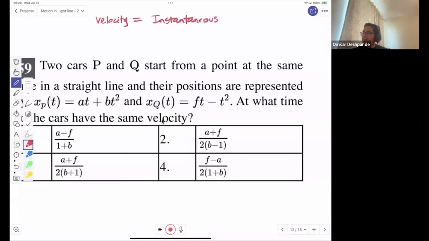Unless the word average is added explicitly, you have to assume it's instantaneous, because like I said, instantaneous velocity is the important quantity. Average velocity is not important. Its only importance is in the fact that it appears within the definition of instantaneous velocity, because you first have the expression for average velocity and then you take the limit of the time interval approaching 0.